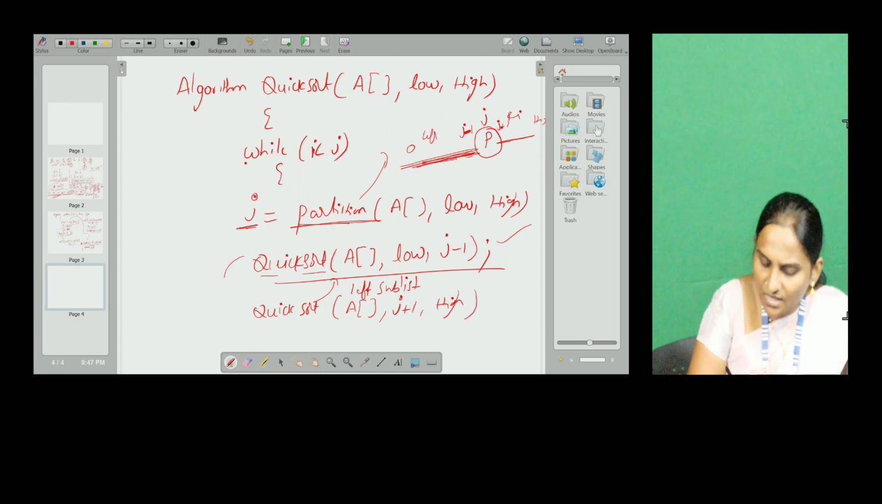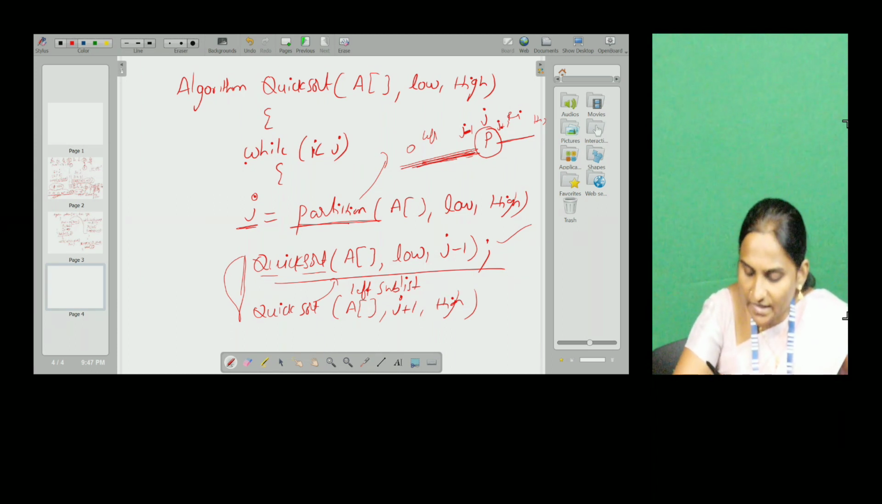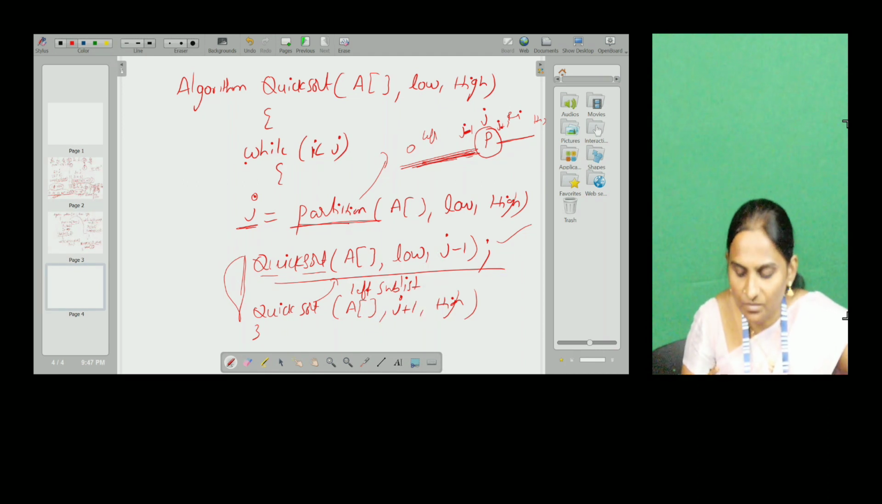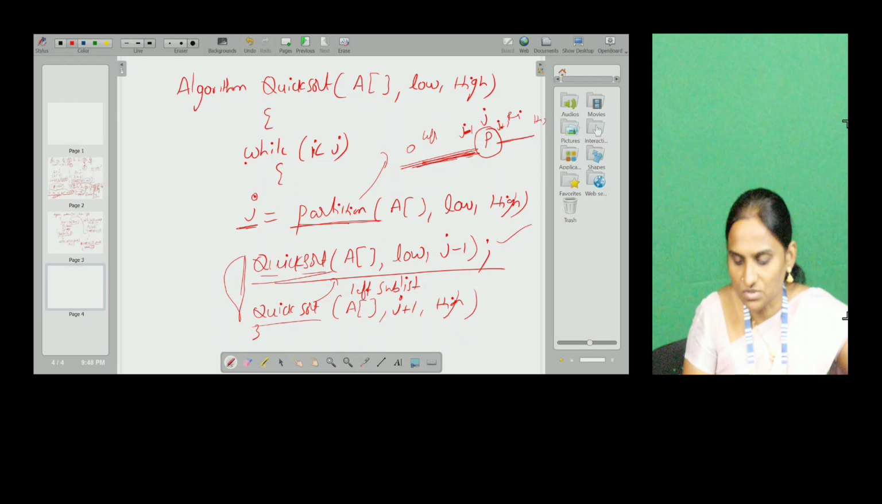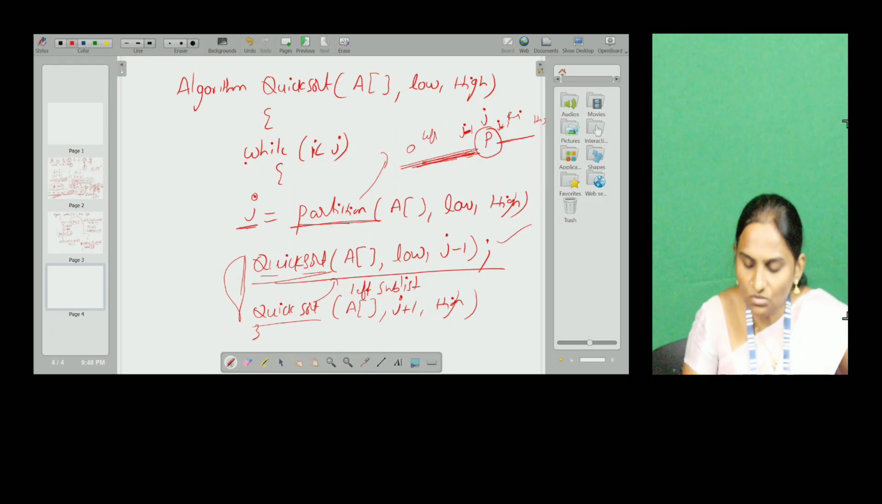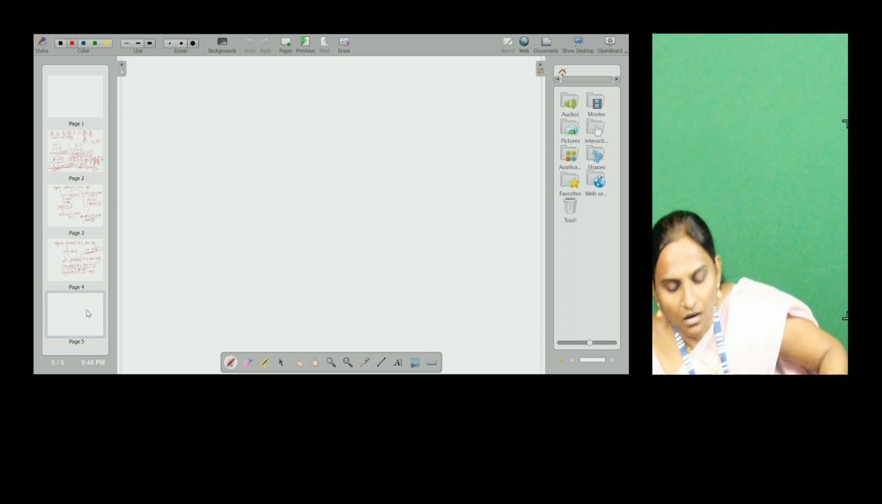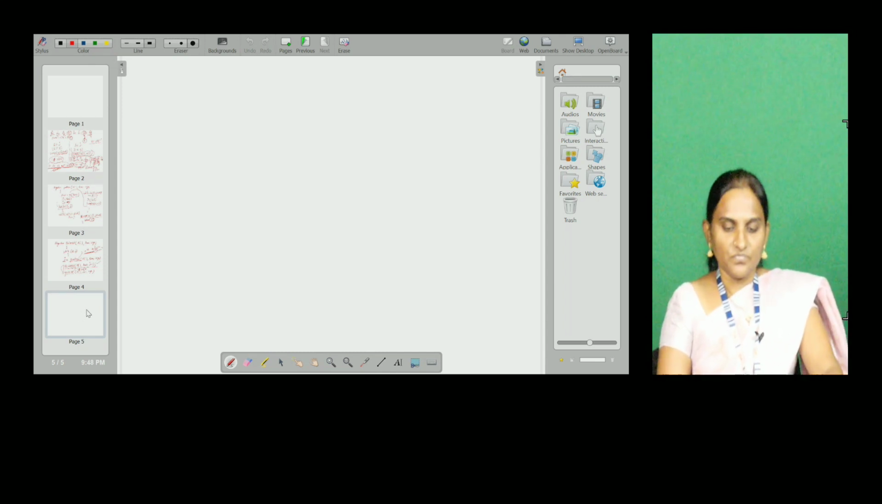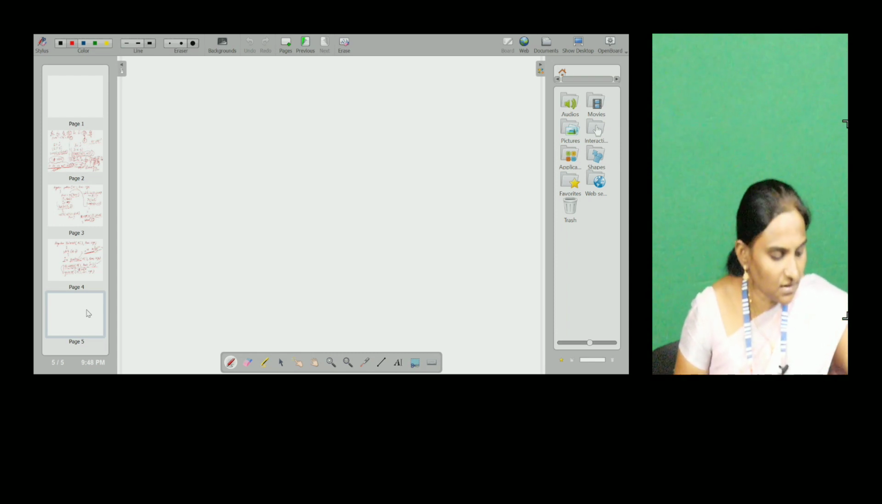So these two algorithms are recursive algorithms. These two algorithms are called recursively until the list of elements consists of only one element. It will be called repeatedly. So these are the recursive algorithms, the algorithms for the QuickSort. Two algorithms: first one is the partition algorithm and second one is the QuickSort algorithm.